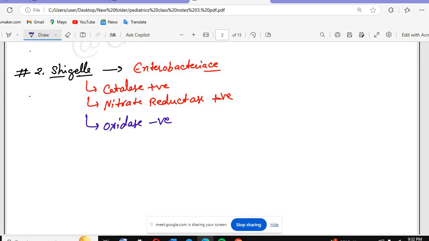After that, we will discuss Helicobacter pylori. In this, we will study the triple positive: catalase positive, oxidase positive, and urease positive. But Shigella, remember, is oxidase negative. In Shigella, you can see there is no MO, which means non-motile. These are non-motile, non-capsulated bacteria.